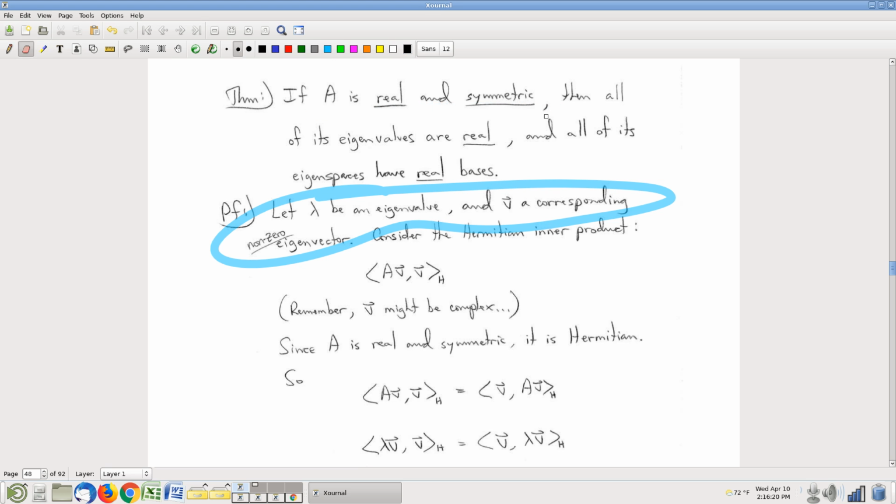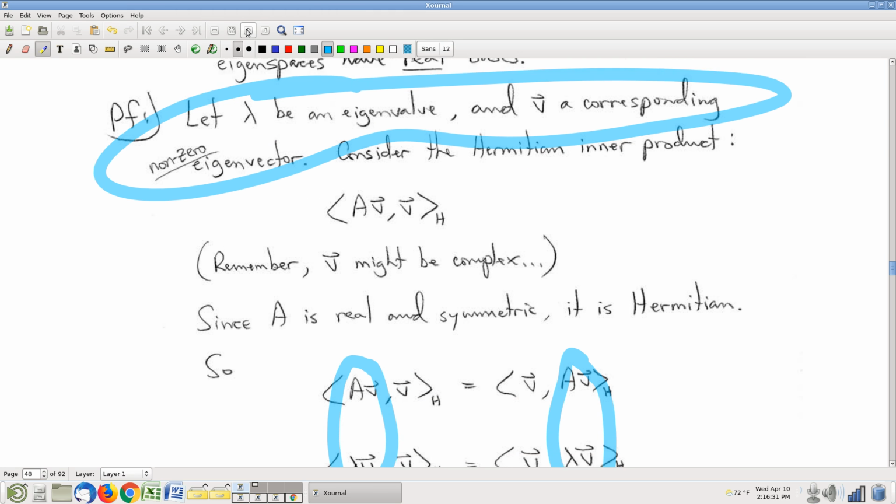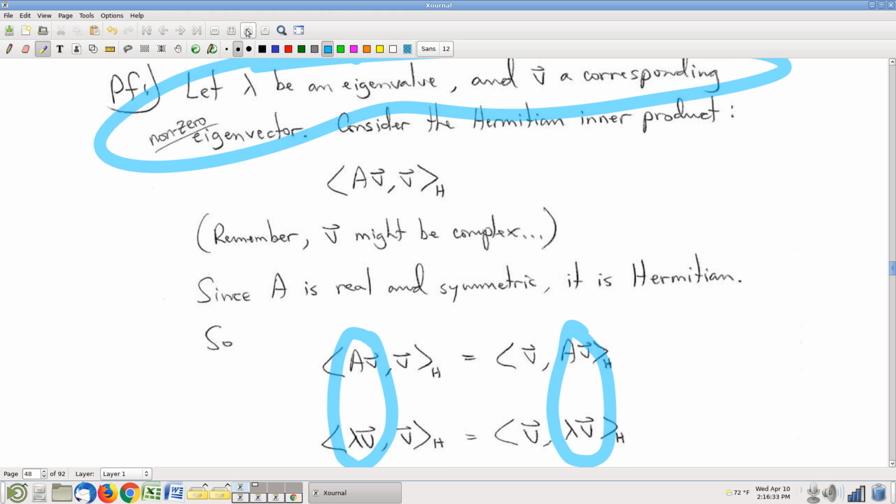V is an eigenvector with eigenvalue lambda. Let's write that down twice. There you go. Well, let me zoom back in here. AV is lambda V. Now, I haven't shown that these are real numbers and real vectors yet, but I do know that that's true.